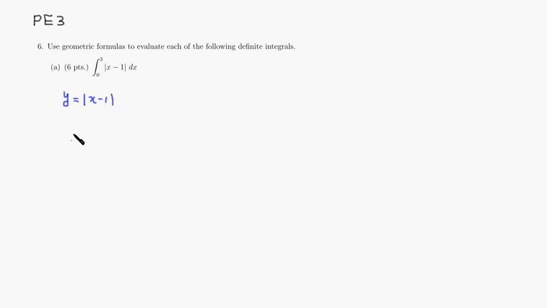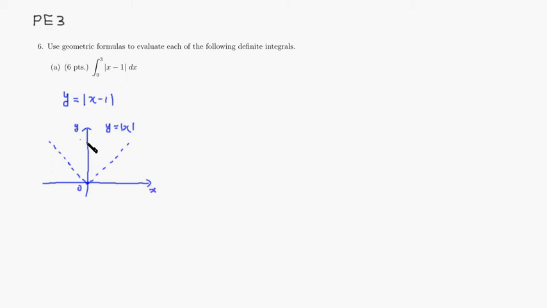Then we know how to sketch this. We know that y equals absolute value of x looks like this. So we know how to draw y equals absolute value of x. That looks like a V shape going through the origin. So it looks like this.